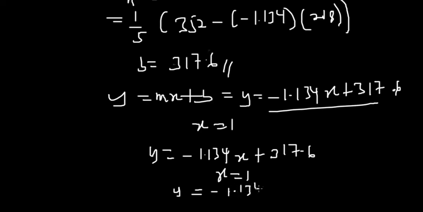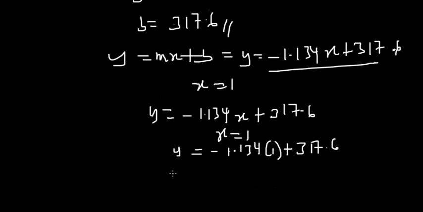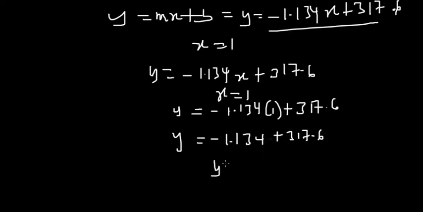So x is 1 over here, minus 1.134 plus 317.6. Most definitely you will end up with almost the same expression, because 1 won't be significant when you multiply it by negative 1.134. So you have minus 1.134 plus 317.6, and then after that you just compute the value of y over here using your calculator.